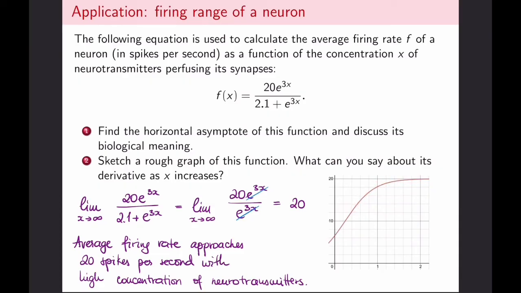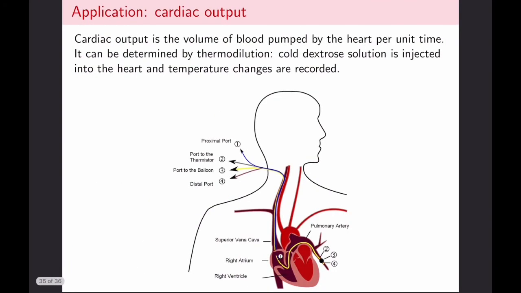This is for the firing rate of a neuron. Let's take a look at another application, cardiac output. Cardiac output is the volume of blood pumped by the heart per unit of time. And one of the methods to measure it is the so-called thermodilution. The doctors will insert an actual tube into the heart, which sounds like a very invasive procedure, but apparently is quite standard. And then they will simply add just a little bit of cold dextrose solution directly into the heart and then measure the temperature on the exit.